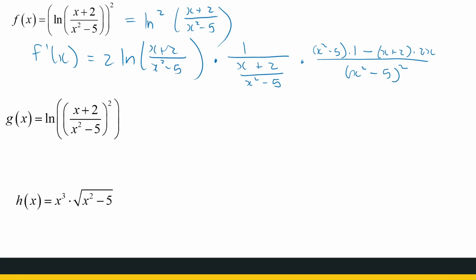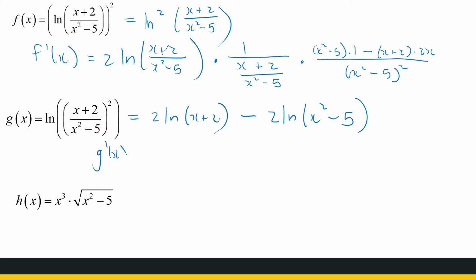Whereas the next one, I've got ln of a fraction squared. So before I differentiate, I'm going to make this prettier. It's ln of something squared, so it's 2 ln of x plus 2, that square goes to the numerator and the denominator, minus 2 ln of x squared minus 5. Now I'm going to differentiate, and that derivative is then 2 over x plus 2 times the derivative of x plus 2, which is just 1, minus 2 over x squared minus 5 times the derivative of x squared minus 5, which is 2x. So these functions look similar, but they're totally different.